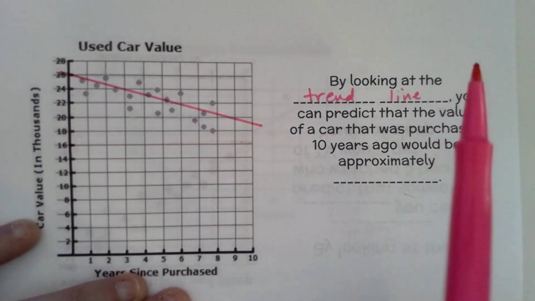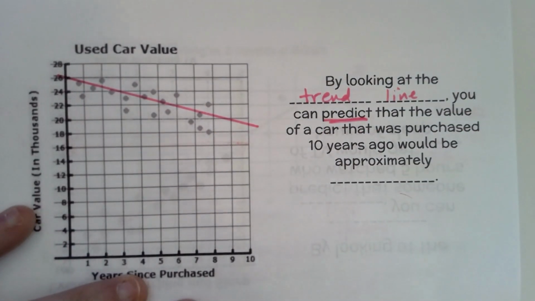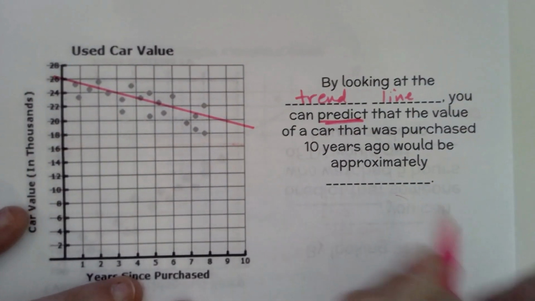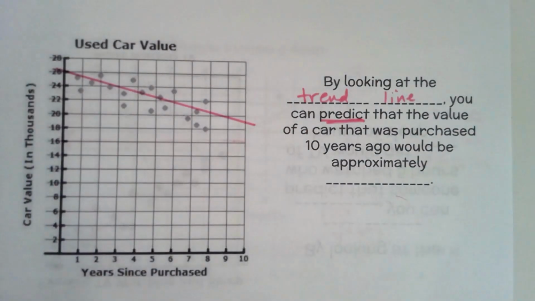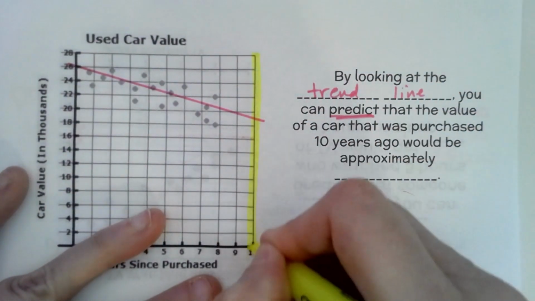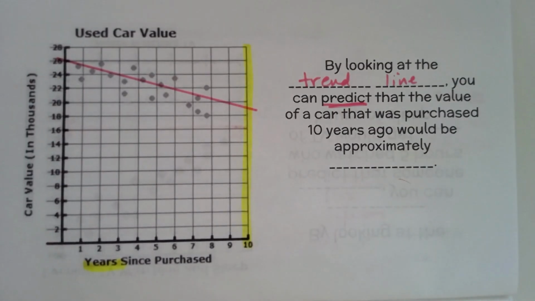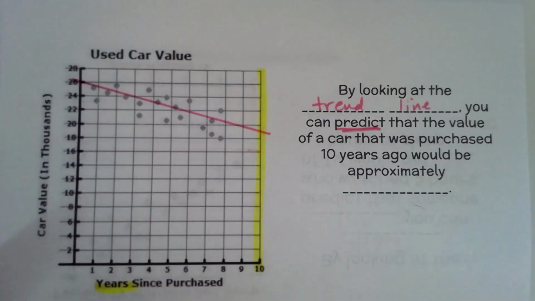So it says now, by looking at the trend line, you can predict, so I needed the trend line to make my prediction, the value of a car purchased 10 years ago would be approximately what? Okay, so 10 years is where I'm looking. So I'm going to highlight 10 years, because that's what I'm looking for. And I want to see where my line crosses.